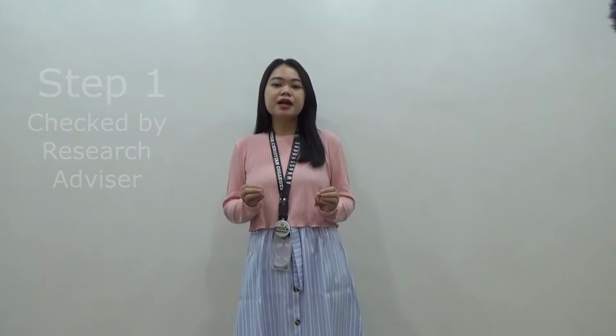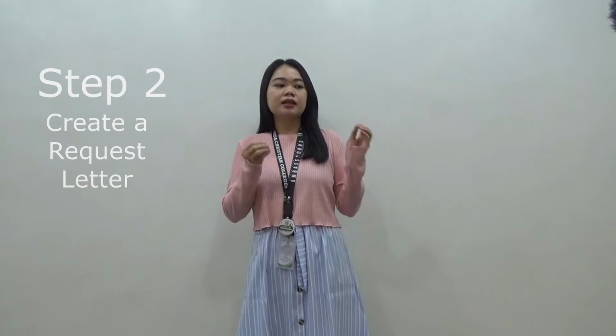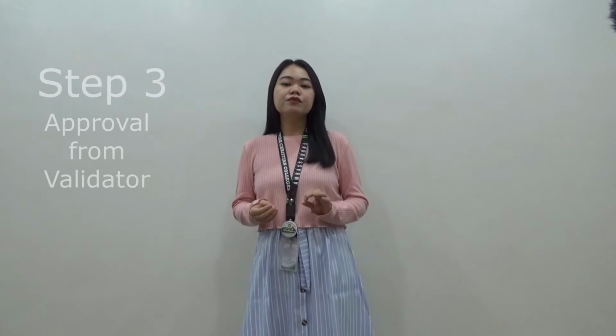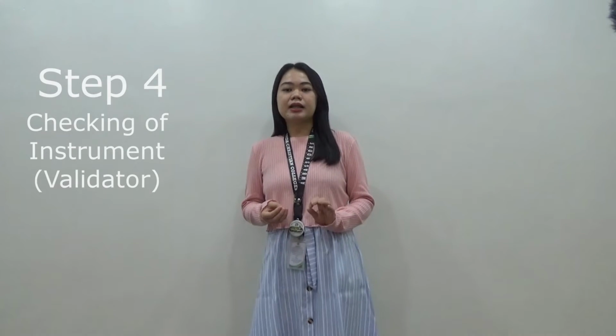Of course, your instrument should be checked first by your research advisor, and then after that you need to create a letter addressed to your research instrument validator. Once your research instrument validator accepts or approves your request, your validator will check your instrument. And after checking your instrument, what will happen next? Afterwards, your validator will give you some recommendations, some suggestions on how you are going to revise your instrument, and afterwards you need to apply that immediately.